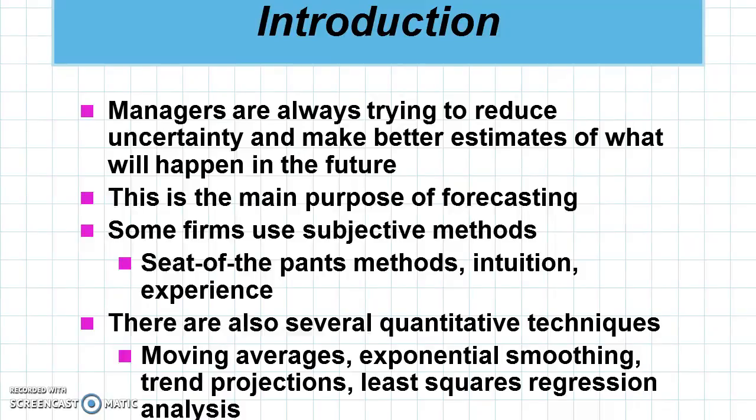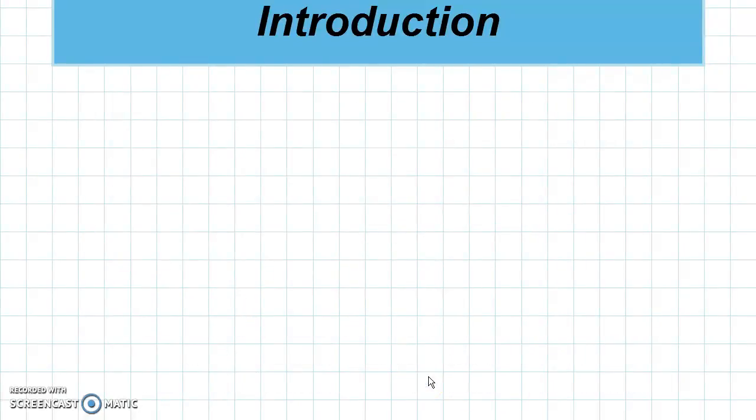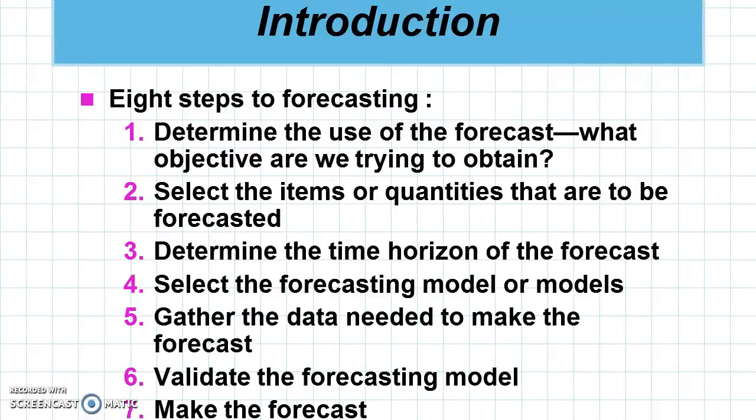Of course, heuristics, rules of thumb, intuition, seat of the pants are many of the approaches people use, but even more importantly, moving averages, exponential smoothing, trend projections, least squares regressions are also used. We're going to be spending our time with moving averages, exponential smoothing, and linear regression.